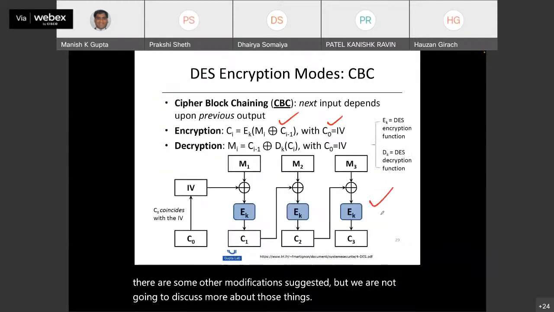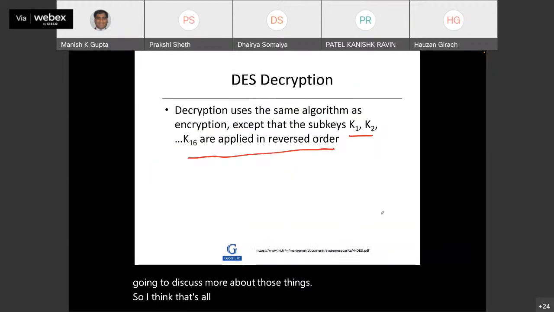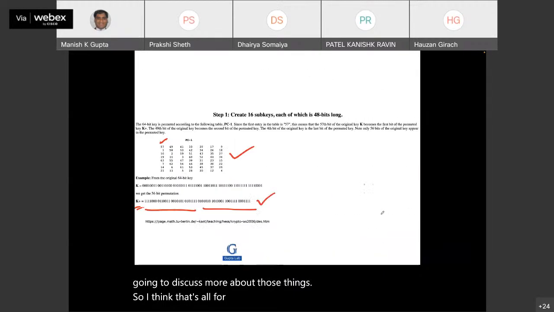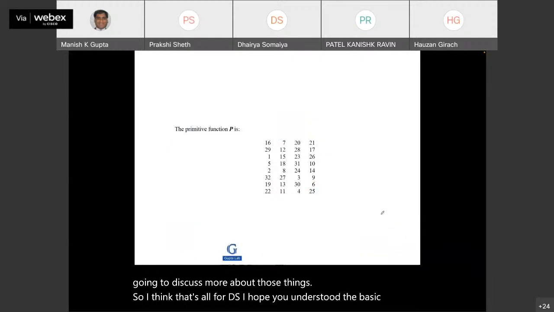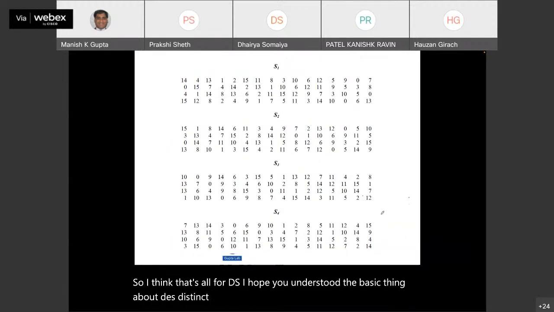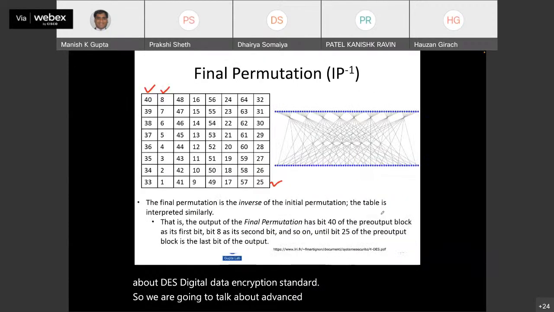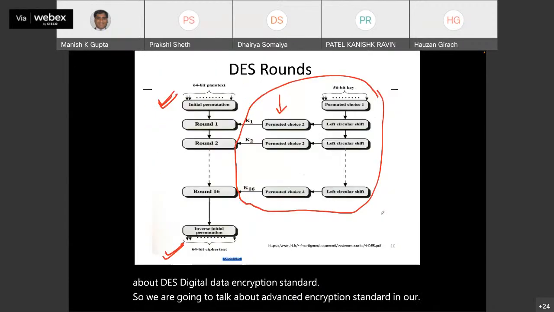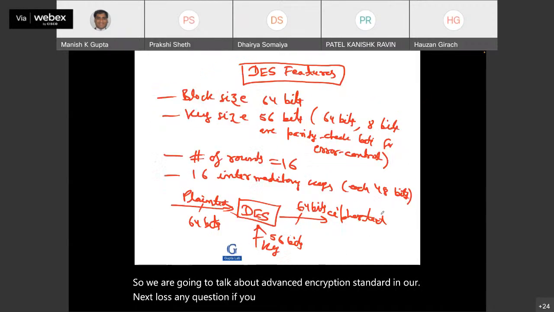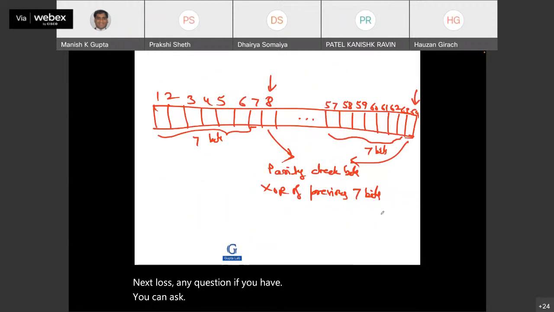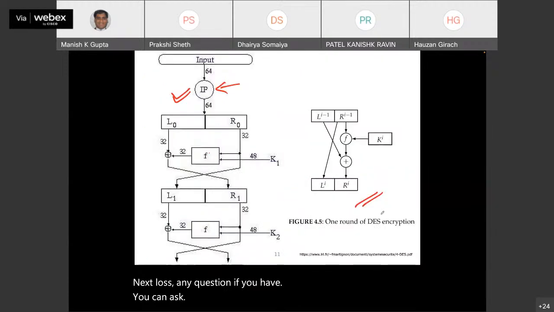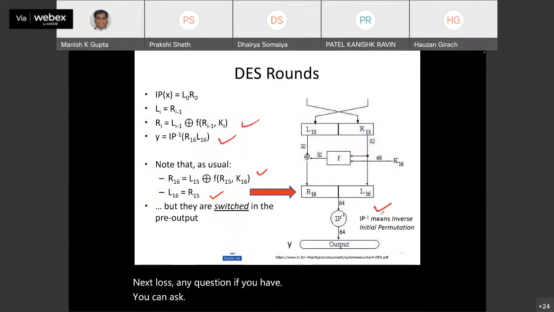So I think that's all for DES. I hope you understood the basic thing about DES, the Data Encryption Standard. We are going to talk about the Advanced Encryption Standard in our next class. If you have any question, you can ask. Any question? Any question?